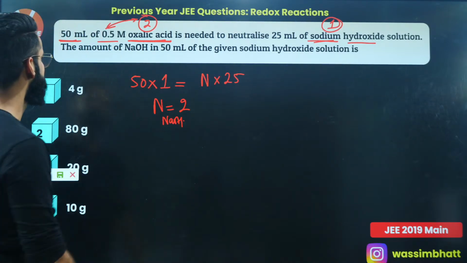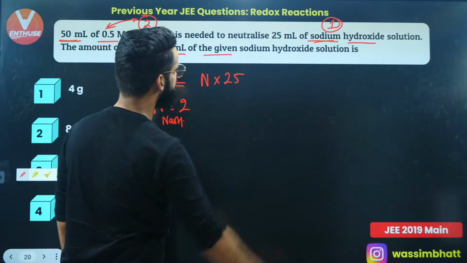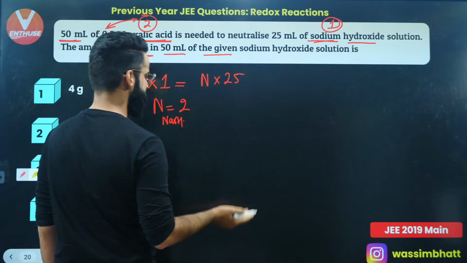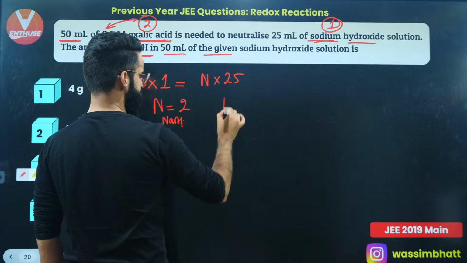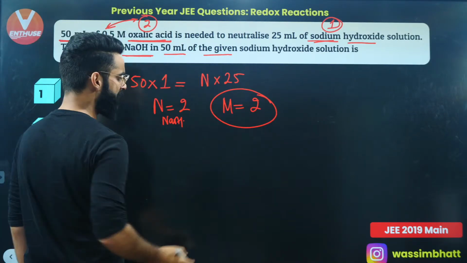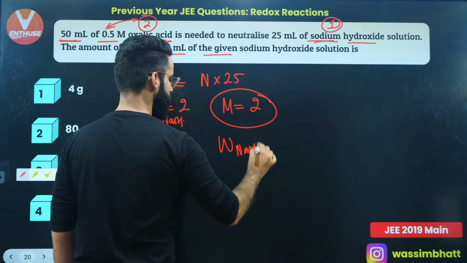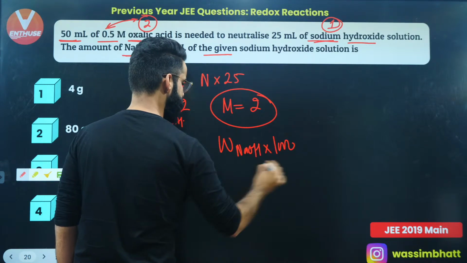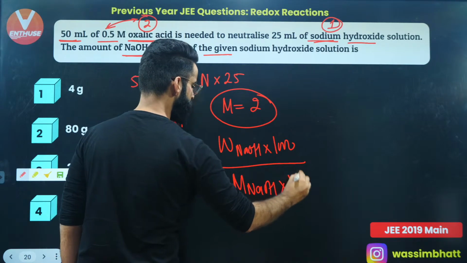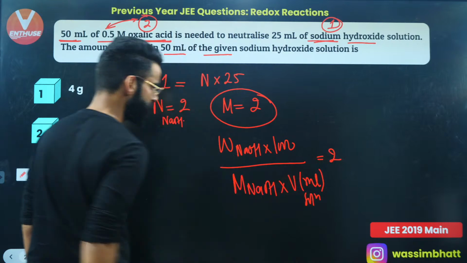Now, as for the question, the amount of NaOH in 50 ml of the given sodium hydroxide solution is, first of all, normality of sodium hydroxide is 2. Since N factor of sodium hydroxide is 1, molarity of sodium hydroxide is also 2, right? Molarity of sodium hydroxide solution is equal to mass of sodium hydroxide multiplied by 1000 divided by molar mass of sodium hydroxide multiplied by volume of solution in milliliters, right? This value is equal to 2, right?